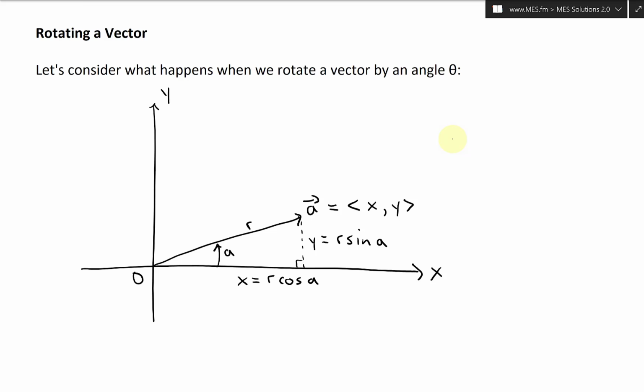So it's going to be over across here, so it's exactly the same length R. Let's say it's over here, and this is the length R. And now we're rotating it by theta. Okay, so that's theta there.